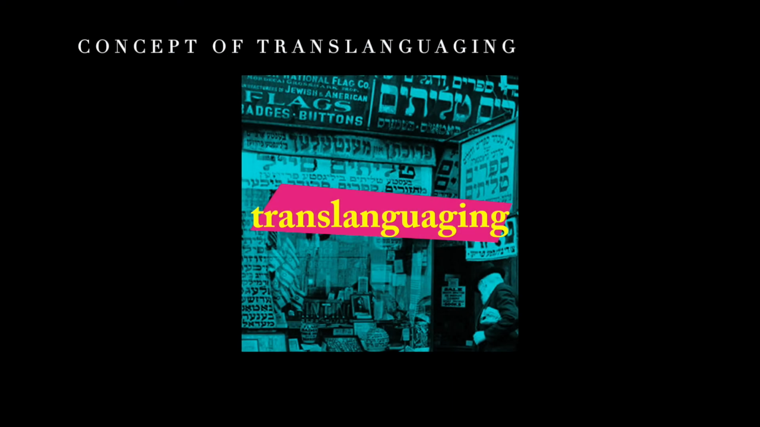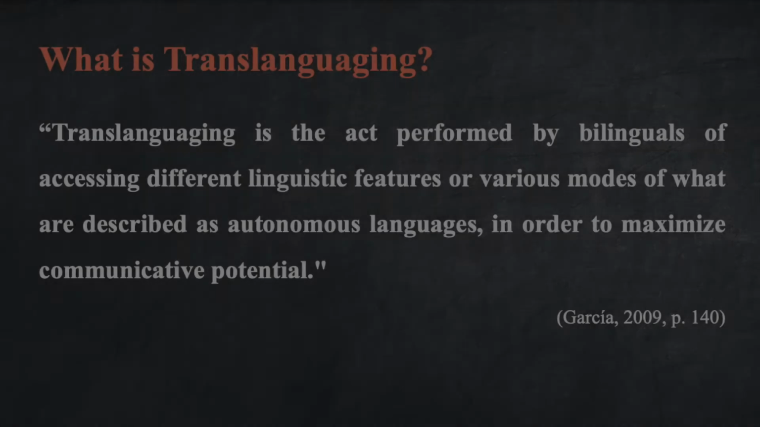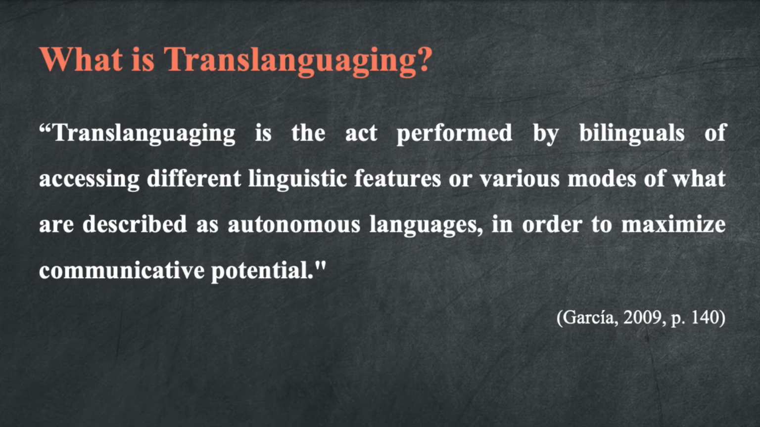Translanguaging, which is a newer field compared to code switching, was originally a term referring to the pedagogical practice of having students alternate between languages depending on whether they were using them receptively or productively. However, many scholars have extended and expanded the concept, defining it as slightly different. In more recent years, one of the main researchers on the topic has been Ofelia Garcia, who conceptualizes translanguaging as the act performed by bilinguals of accessing different linguistic features or various modes of what are described as autonomous languages in order to maximize communicative potential.